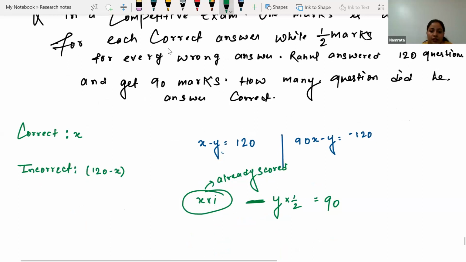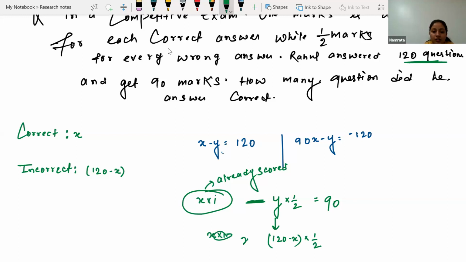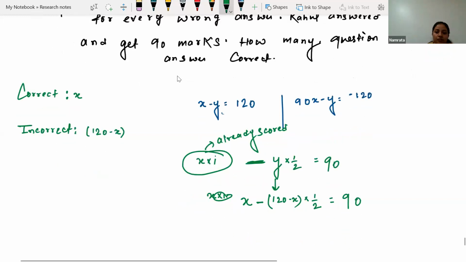Now we can write it: instead of Y, which we had taken earlier, since the number of questions, 120, was mentioned, it now becomes 120 minus X. Y is 120 minus X in this scenario, into 1 by 2. X into 1 is only X. So X minus this is equal to 90 marks he has scored. If we simplify it further by taking 2 as the LCM, it becomes 2X minus (120 minus X) over 2 is equal to 90.